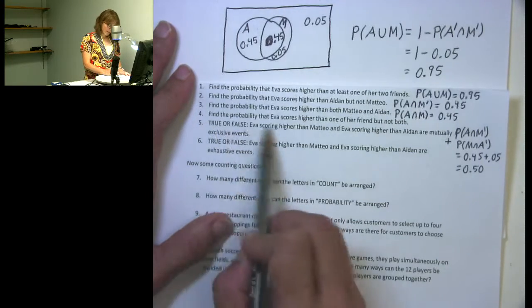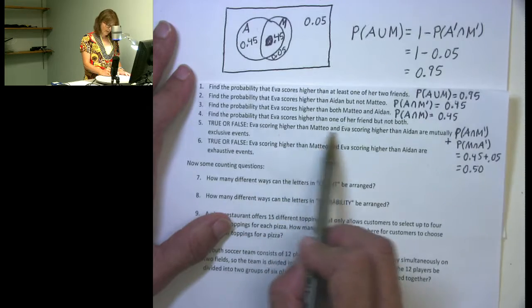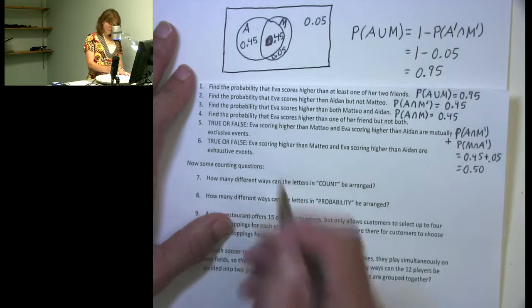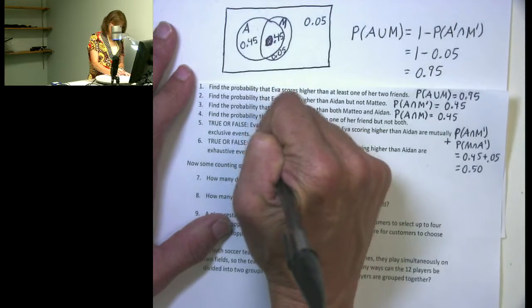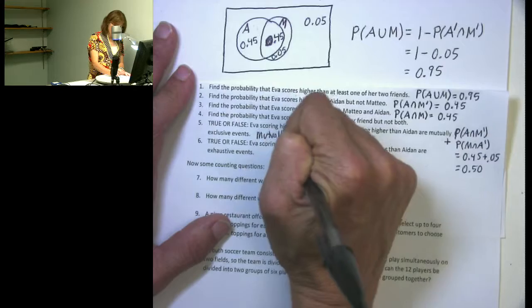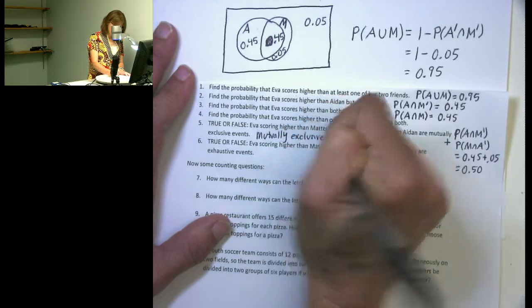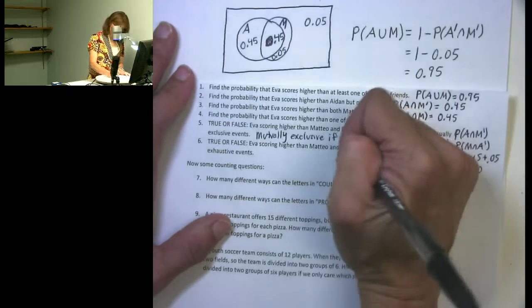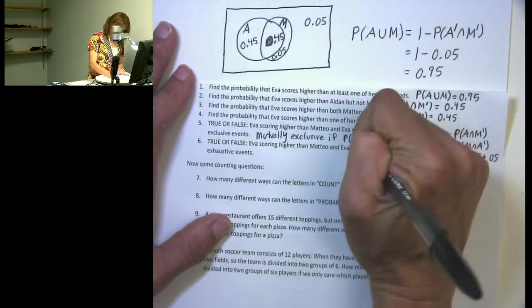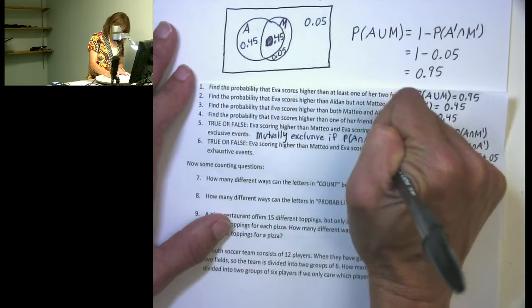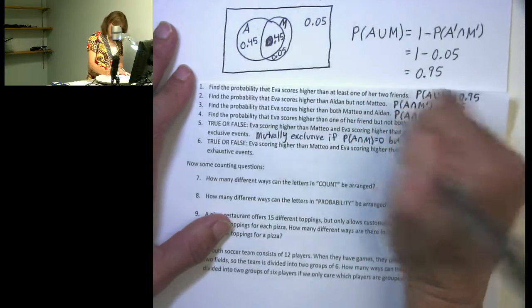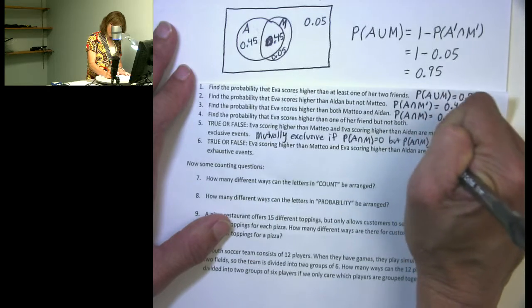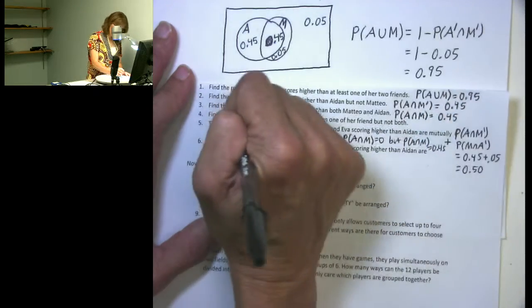Now question 5 asks true or false, Eva scoring higher than Mateo and Eva scoring higher than Aiden are mutually exclusive. For events to be mutually exclusive, we'd need them to have the probability of the intersection to be 0. But here we know that the probability of the intersection of those events is not 0, so this one is false.